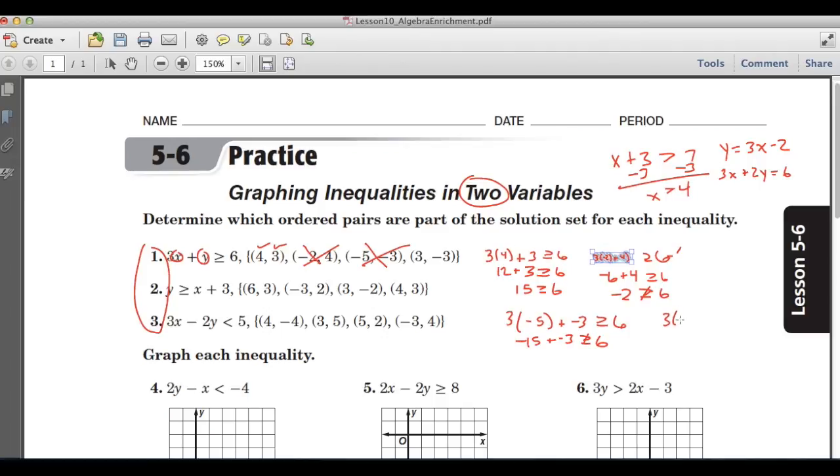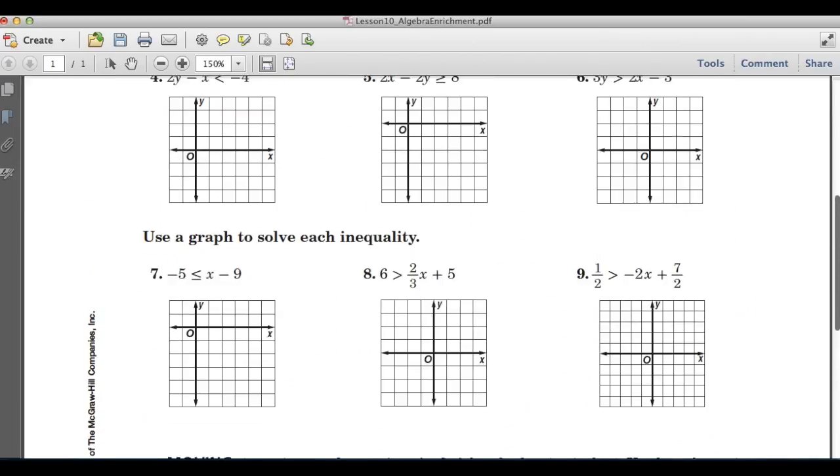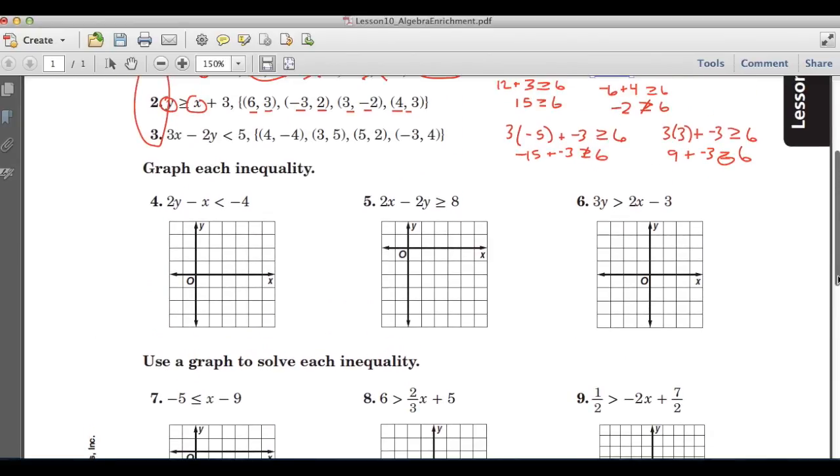And finally, 3 times 3 plus negative 3, greater than or equal to 6. 3 times 3 is 9. 9 plus negative 3 is equal to 6. So yes, this is a solution. So for this one, the first and the last ordered pair are solutions. Try number 2 by substituting in, again, those x and y values for x and y in your equation and seeing if it's true. So 1 through 3, do all. And then for 4 through 9, I'm just going to have you do a couple here. This is, again, something we did not talk about, but you're capable of doing it using what you already know.